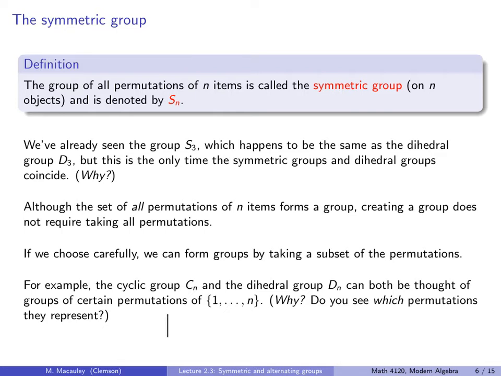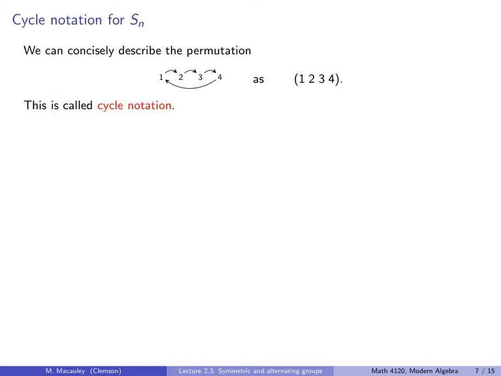Well, let me do the square again. Let me draw 1, 2, 3, 4. Now there are 24 permutations of these 4 numbers, but you can only get 4 of them from rotating this. 4 of them are in the cyclic group, and you can get 8 of them by rotating and reflecting this. So most of the permutations cannot be generated via rotations or reflections.